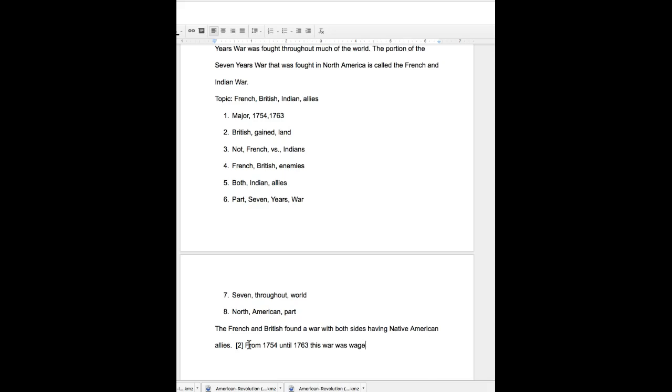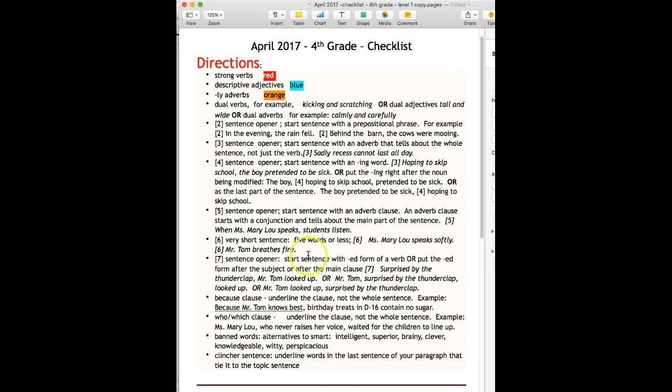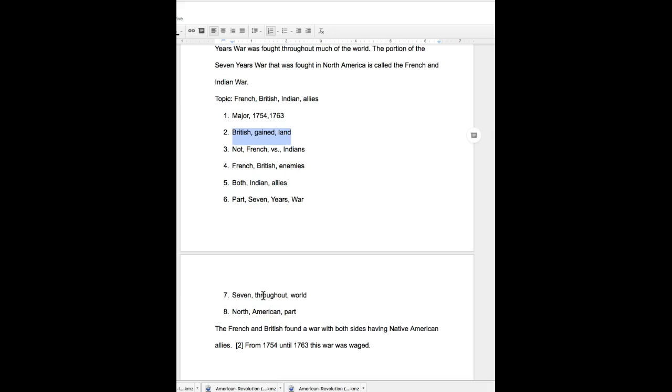This war was waged. So there's a number 2 sentence. And then we look back, and our next sentence is going to have British gained land. So the British gained land. Let's see what we can do with that. We could maybe use a because clause. And so we'll say, because of this war, the British gained land.